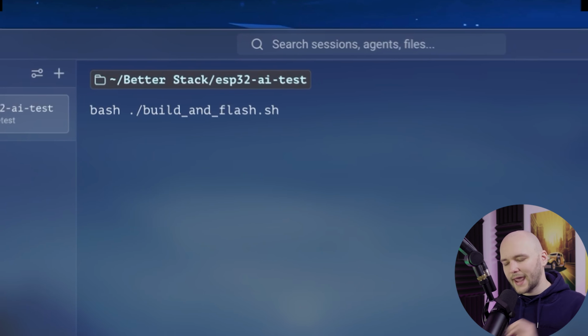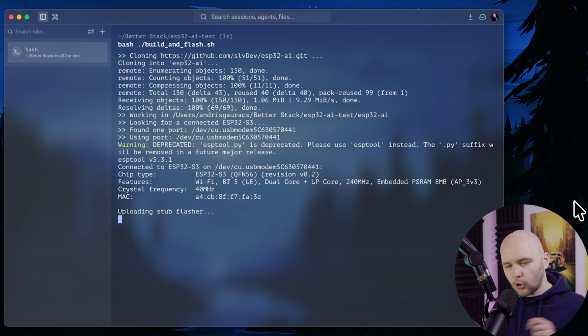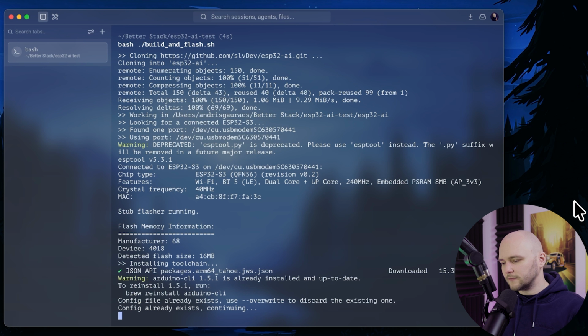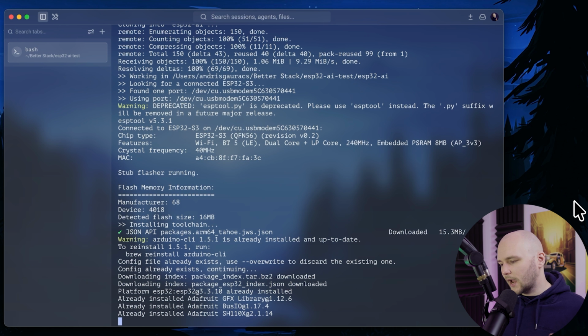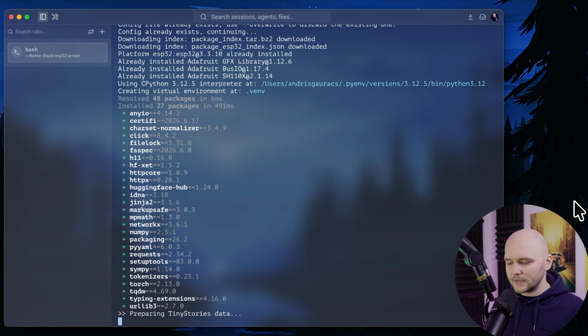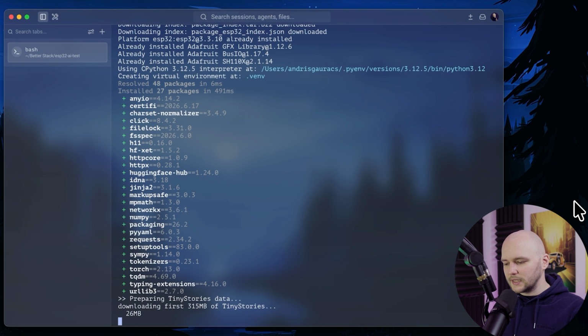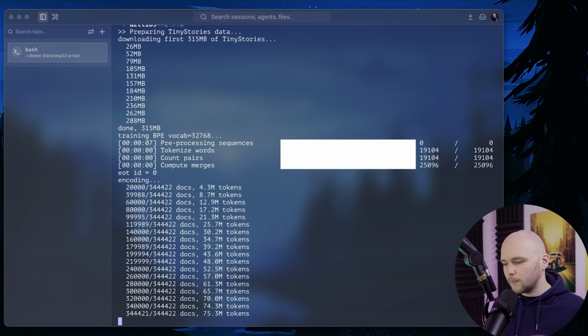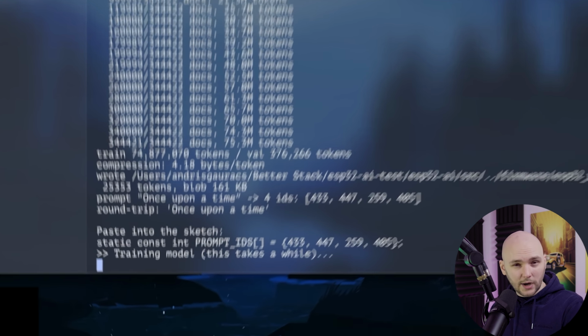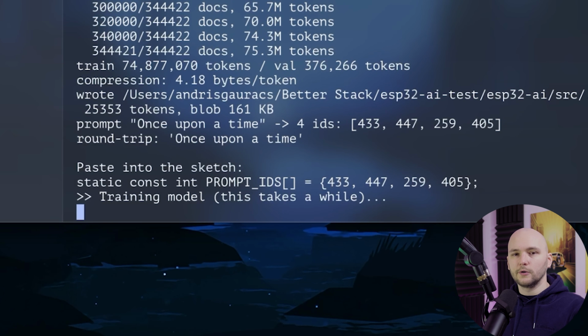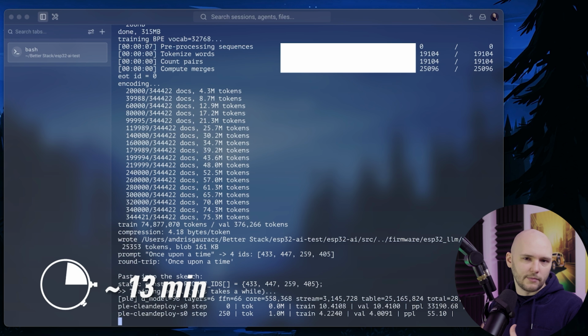And one quick heads up, if you're following along, the whole script takes about 25 minutes to finish, and probably that's the same time it would take you doing it step by step. It's just because there are so many separate commands you have to babysit. And most of the time is actually spent on training the TinyStories model. That takes about 13 minutes on my MacBook.